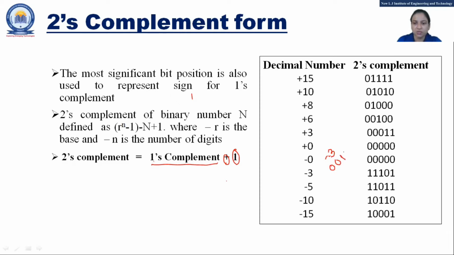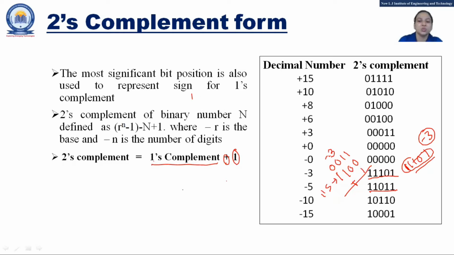0, 0, 1, 1, right? So I'll find the 1's complement of it. Here the 1's complement is 1, 1, 0, 0. This is the 1's complement, right? And I will add 1. So it becomes 1, 1, 0, 1. For the negative 3, I will have to place 1 here. So it becomes minus 3 using 2's complement. So you can see from here, 11101. So similarly, you can represent any number using 2's complement.